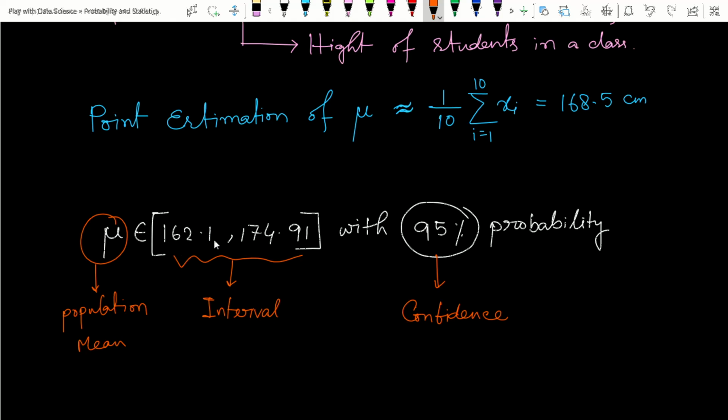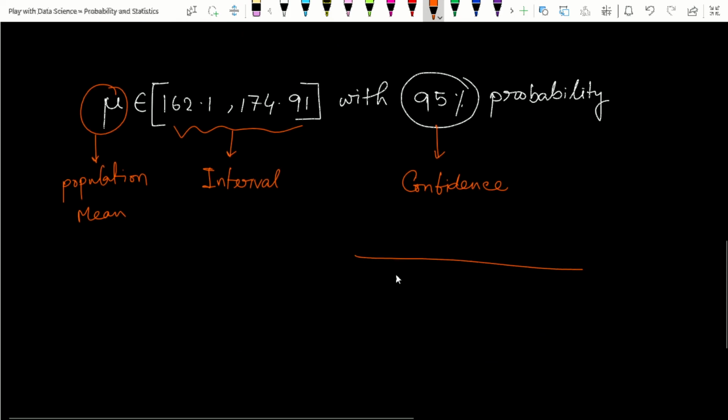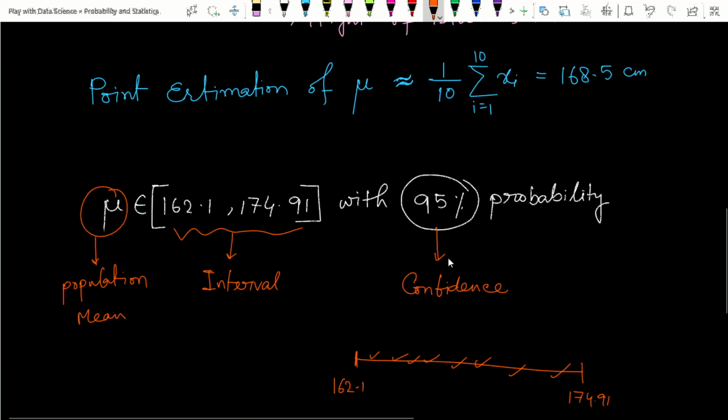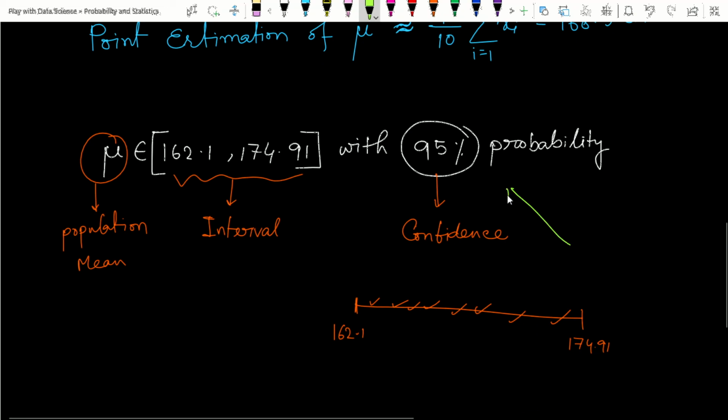It could lie anywhere in this range. Suppose I estimated 162.1 to 174.91. It could be here, or here, anywhere between this range. And I also give the confidence, how confident I am that our population mean will lie in this range. Instead of considering a single value, I am considering this interval concept. I think this concept is much richer than the single value.